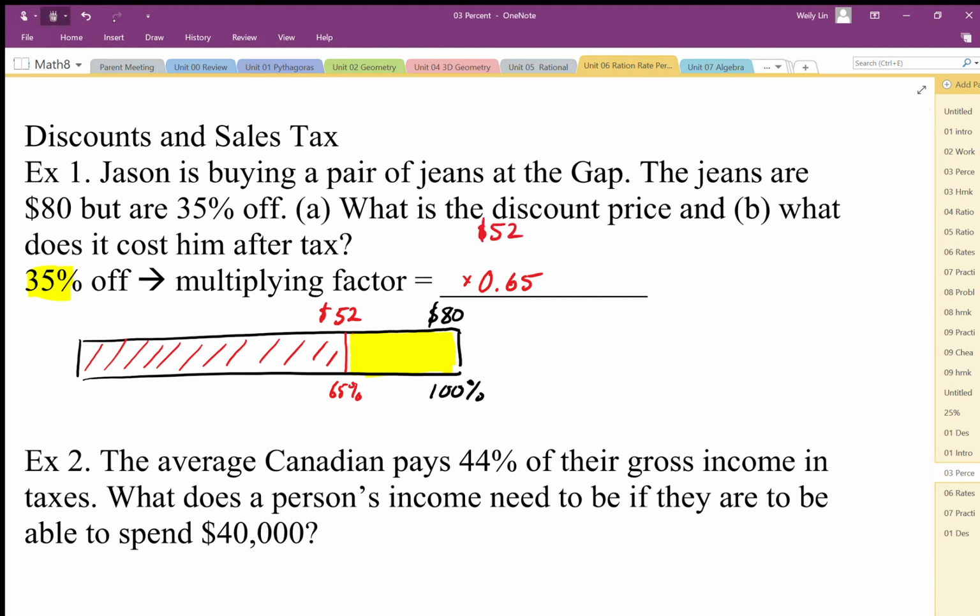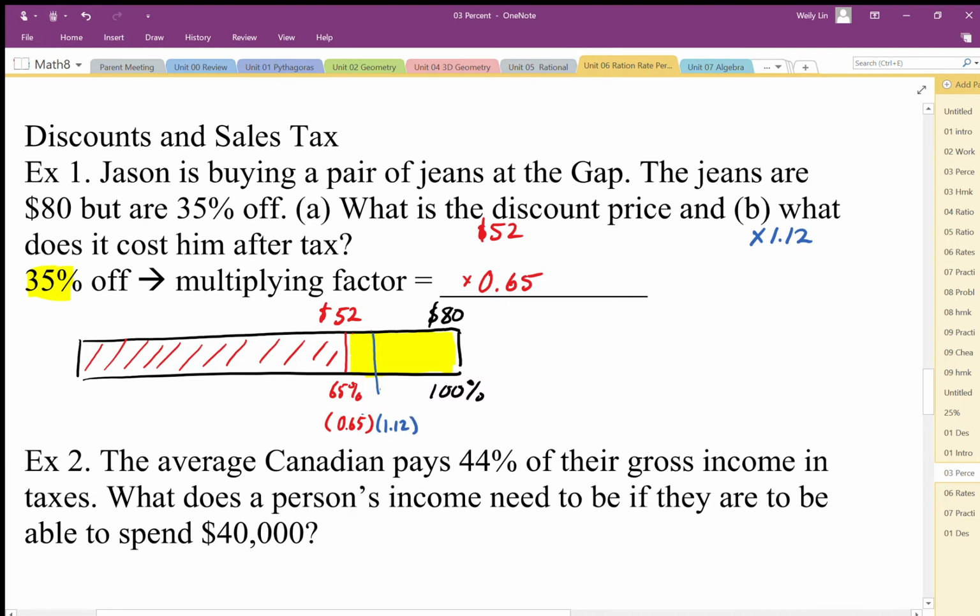The price after tax, well, we have to pay 12% tax. So 12% tax on top of the 65% is going to be, I'm going to just draw that right about here. And this is going to be 12% of 65%. So our multiplying factor for 12% is we're going to use 112%, because that's what we're going to end up with. We're going to end up paying 112% of the $52. So that blue line represents, we start with 65% and we want 112% of the 65%.